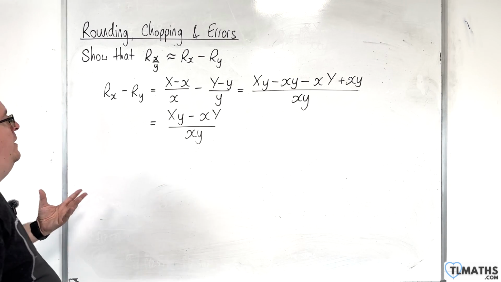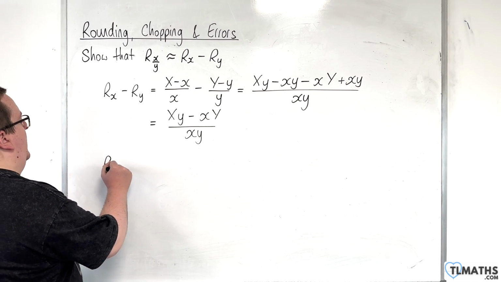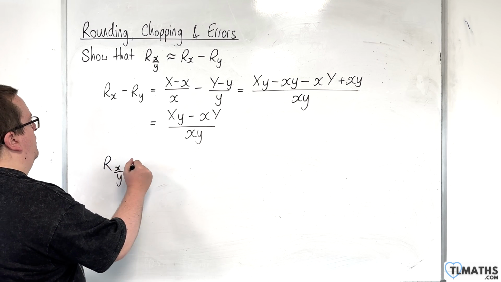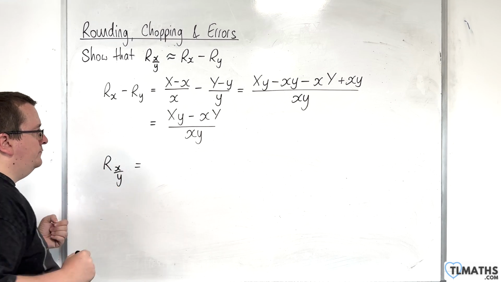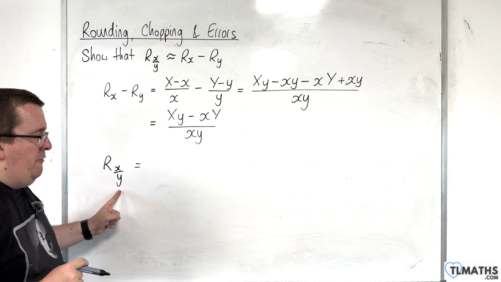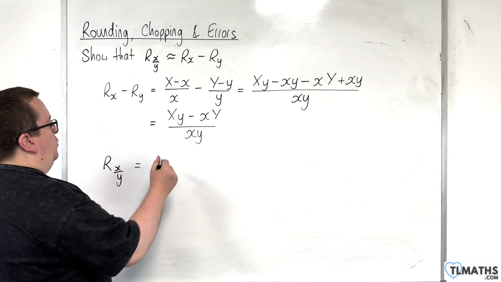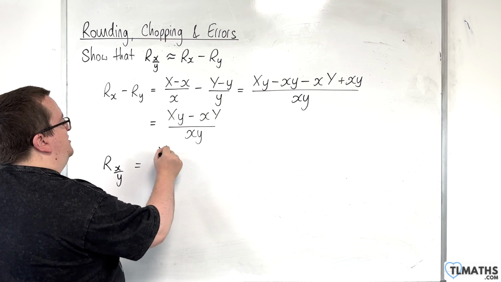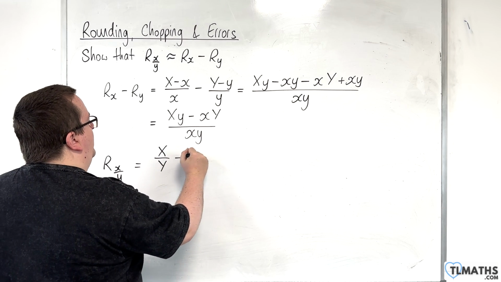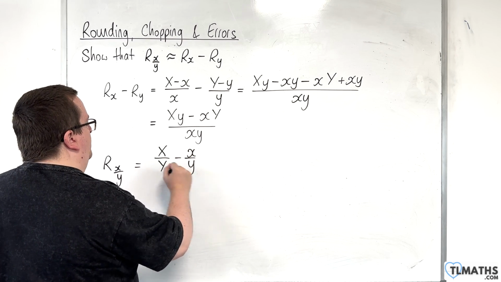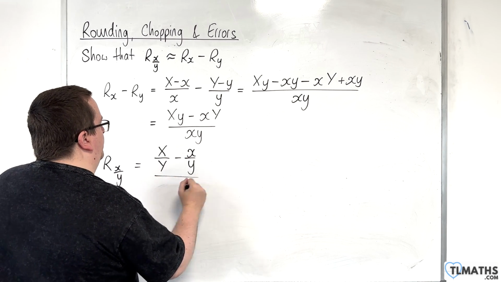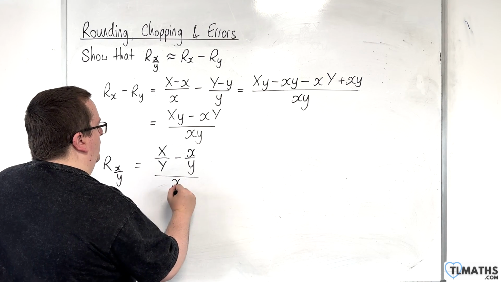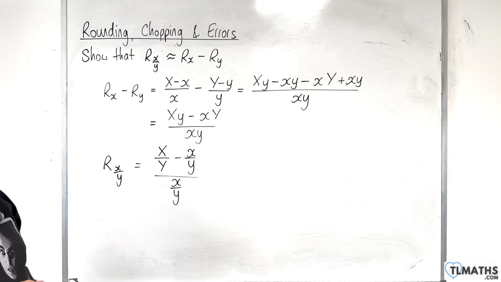So what we're now going to do is we're going to take a look at the relative error of x over y. So the relative error of x over y would be equal to capital X over capital Y, the estimated value, take away the exact value, so this would be the absolute value, divided by lowercase x over lowercase y, the exact value.